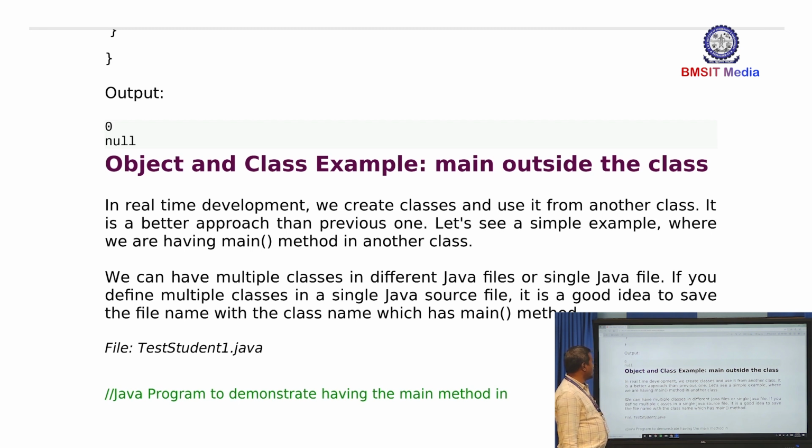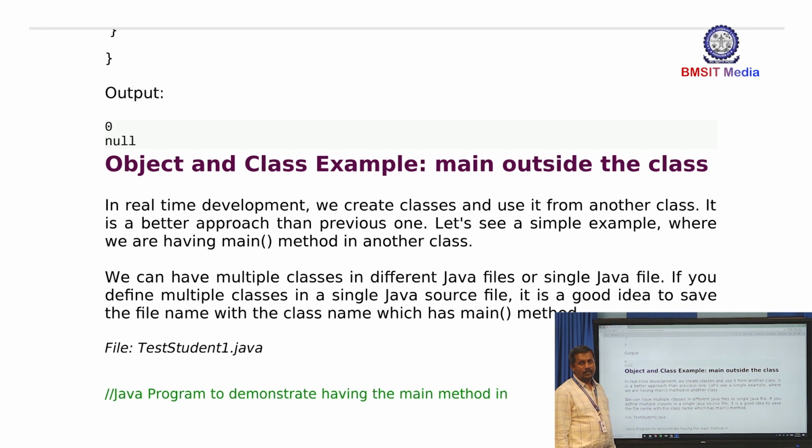The next topic is object and class example. So, main outside the class. In the previous example, what we saw is that we were writing the main inside the class. What is the class name? Student is the class name, and even the main function we are writing inside the class. That is the first method of creating a class.